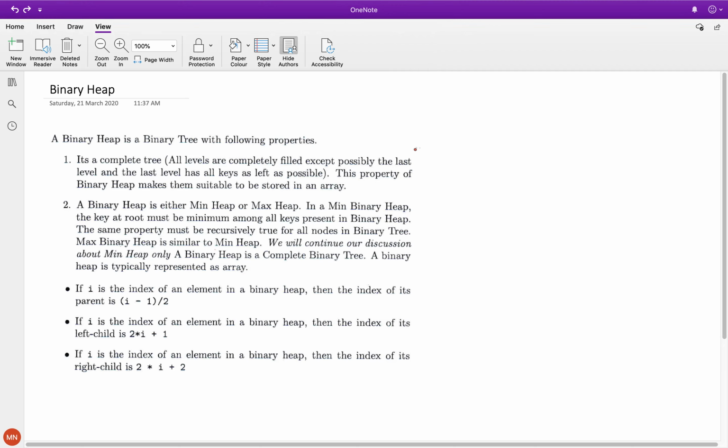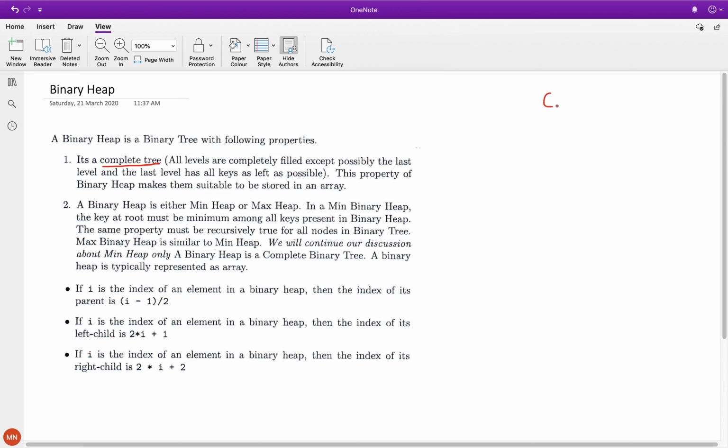So binary heap is a data structure and it is actually a complete tree. So binary heap is a binary tree and it is a complete tree. So the definition of complete tree is given here. All the levels are completely filled except possibly the last level, and the last level has all keys as left as possible. So we can look at an example here.